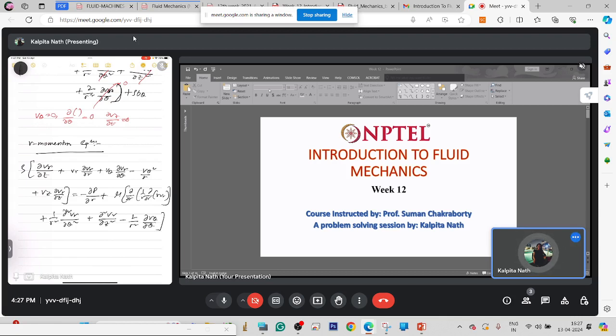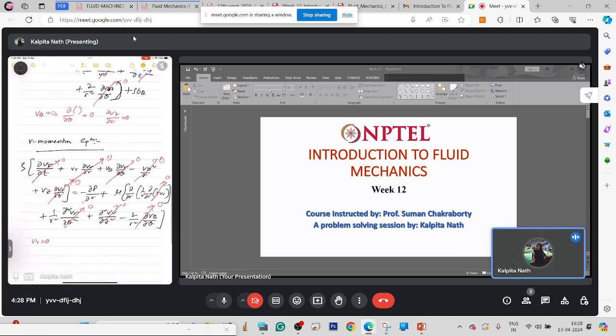So let me use some other color. Now steady state, so this is 0, vr is 0, and v theta is 0, again with respect to z because of fully developed, 0. Now this is not 0, this is 0, right? And another thing is this is also 0, this is 0, this is 0. So what is left? Plus rho br is there, so this is left.